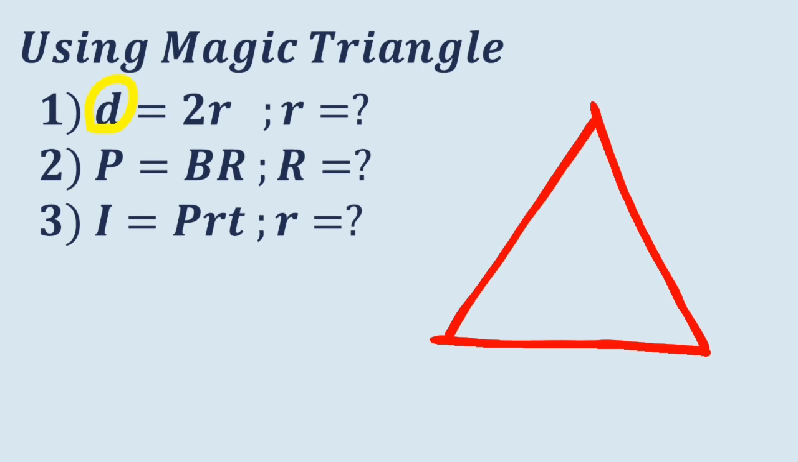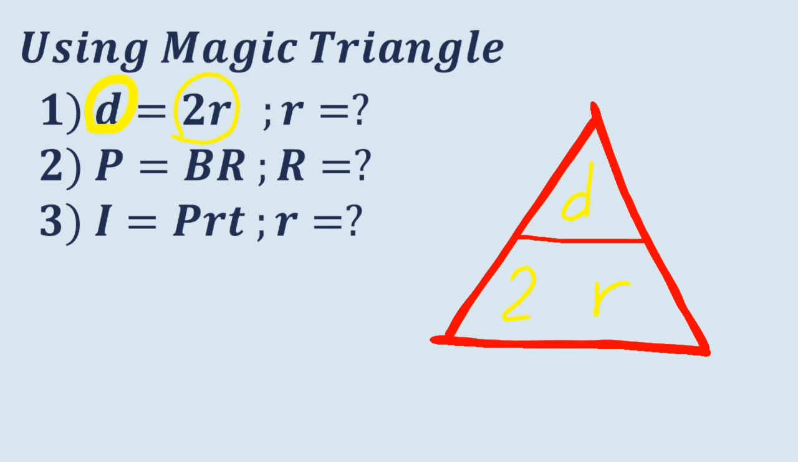And we are to place that on the upper portion. Okay, let's write it. The upper portion, here's the D, and here's the 2, here is the R. On the right hand side, we are to place it on the lower portion. Now, here is our magic triangle.